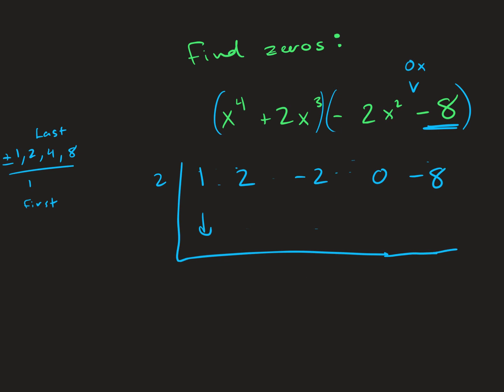Try -4. I don't think -4 would work either because I think our numbers are too big. I'm going to try 1, we didn't do 1. So multiply, add, multiply, add, multiply. 1 doesn't work either. Honestly, I don't think that this has zeros. It probably doesn't work, but again, on the test, how many zeros will we have? 4. The highest degree tells you the number of zeros.